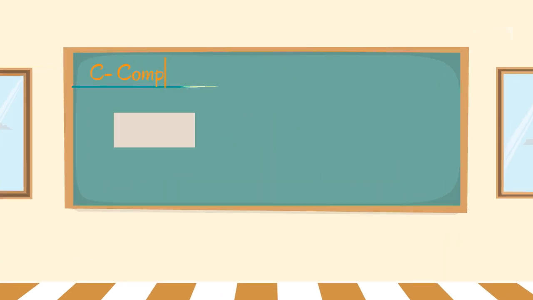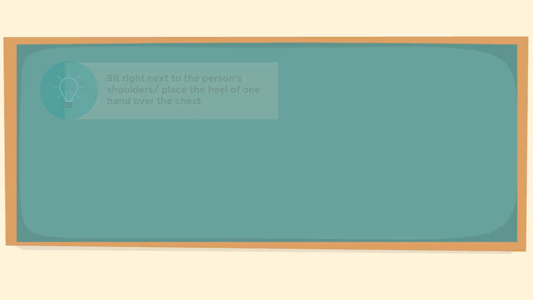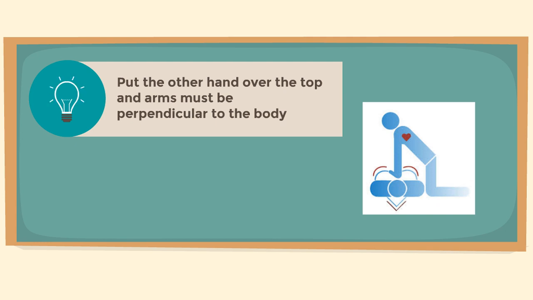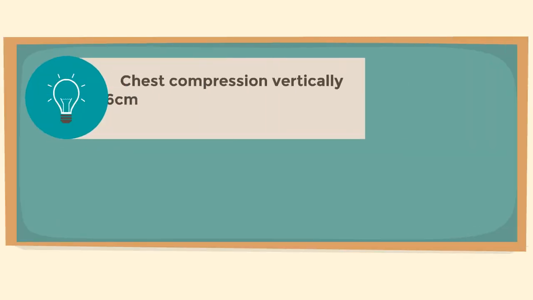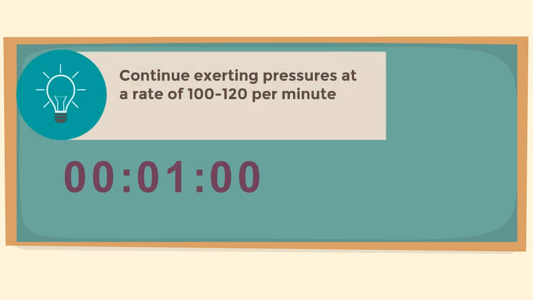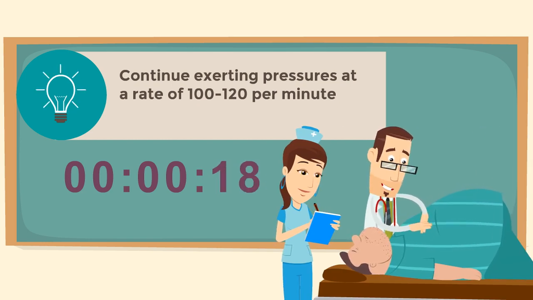Lay the person found to be unconscious on a firm surface. Sit right next to the person's shoulders, and place the heel of one hand over the patient's chest between both nipples. Place the other hand on top, make both arms perpendicular to the surface, and keep elbows straight for greater force. Compress straight down on the chest, approximately 5 to 6 centimeters. Continue exerting pressure until a sign of movement appears, or medical personnel take over the patient.